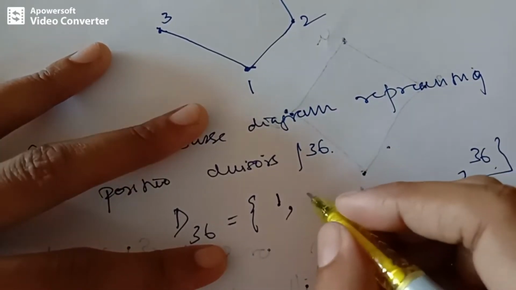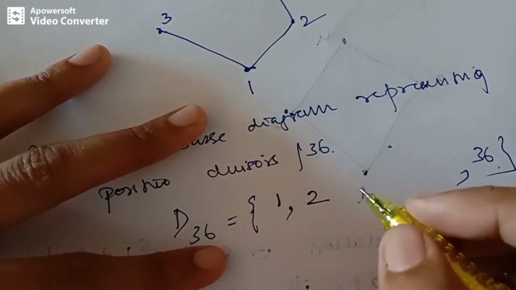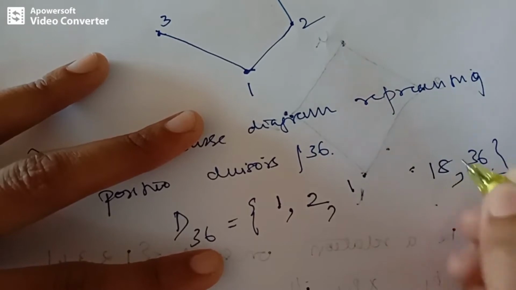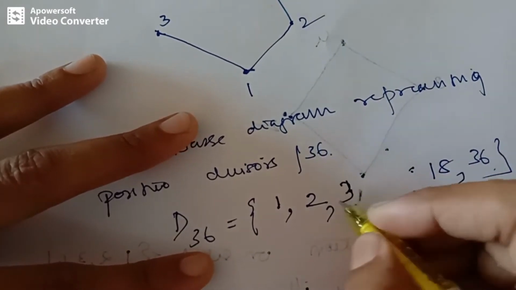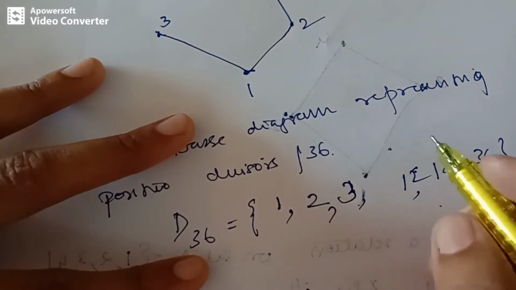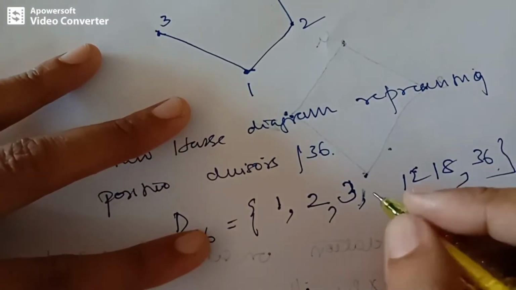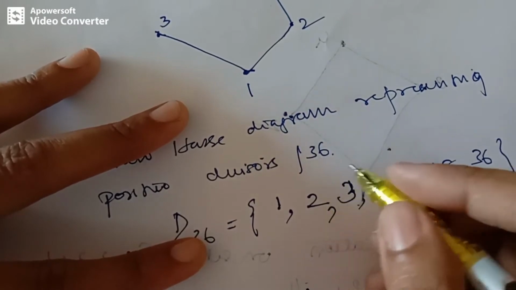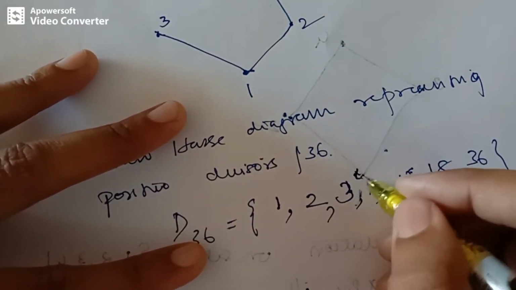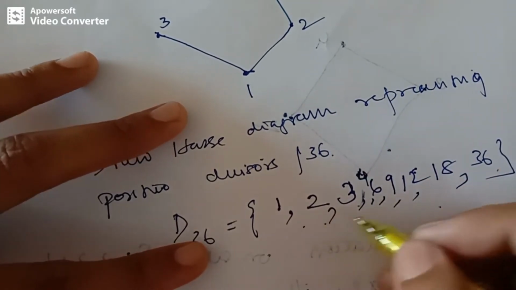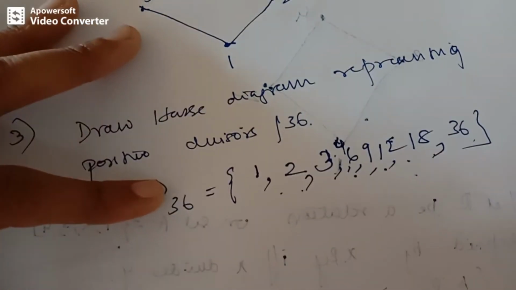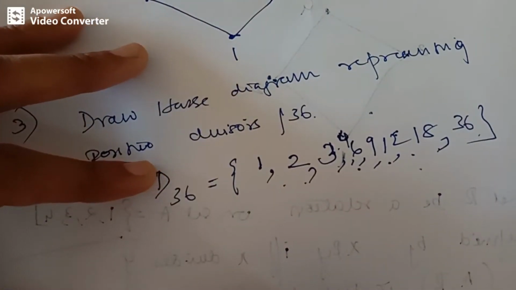Then again 2 divides 36, where 18 can also be the divisor. Next, 3 divides 36, 12 can be the divisor, right? 3 twelves are 36. Next, we can have 6, 6 sixes are 36, right? Then we can have 9, 4 nines are 36. So 1, 2, 3, 4, 6, 9, 12, 18 and 36. These are the divisors. So now let's draw the Hasse diagram.